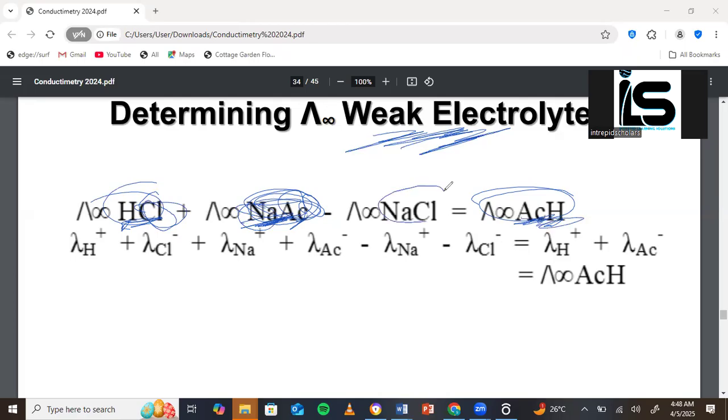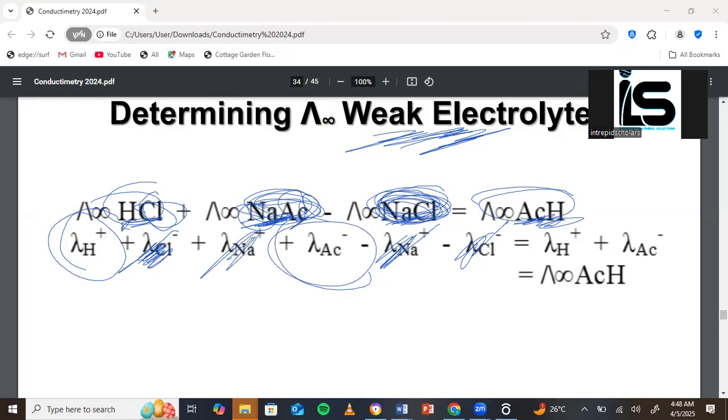And so you subtract the equivalent conductance at infinity of sodium chloride from it, such that by net, if I'm using the ions, the chlorine here will cancel the chlorine here, right? The sodium will cancel the sodium, so that by net we'll just have the addition of the ionic mobilities of the hydrogen and the acetate.